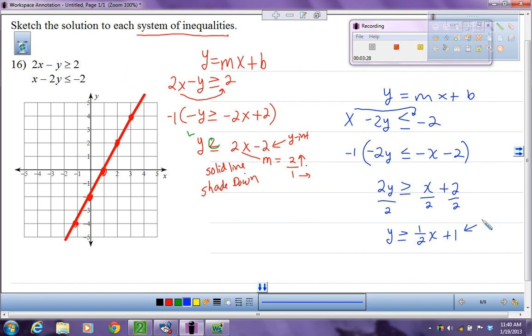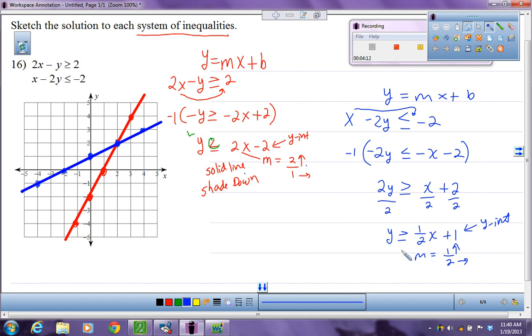So this is my starting point of my y-intercept. I do have a solid line, so I'm going to completely darken my circle. My slope happens to be 1 over 2, so change of y is a 1, and it's positive, so it goes up. Change of x is a 2, so it's positive, it goes to the right. So here I'm going to go 1 up and 2 to the right. Continue the pattern, and you can see it going here like this.